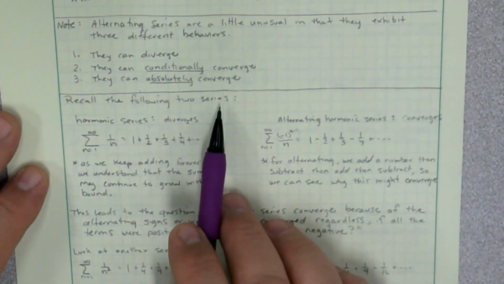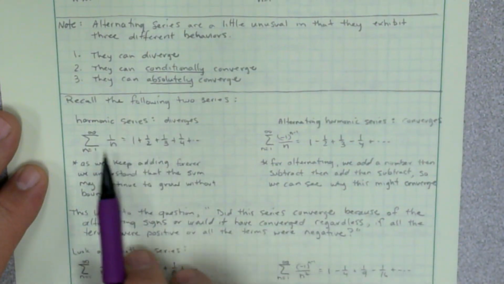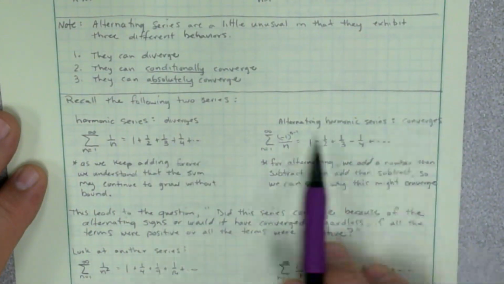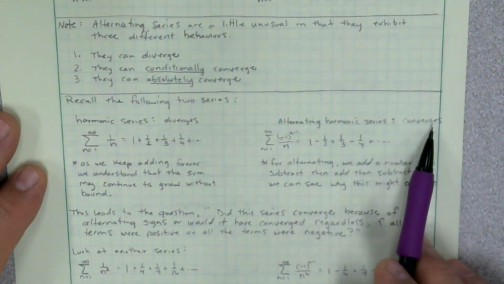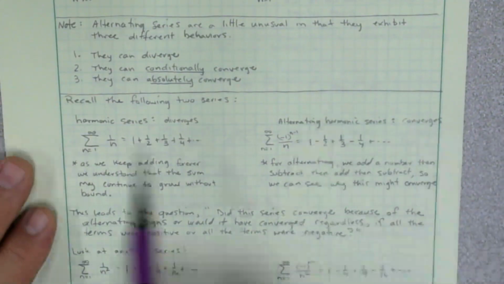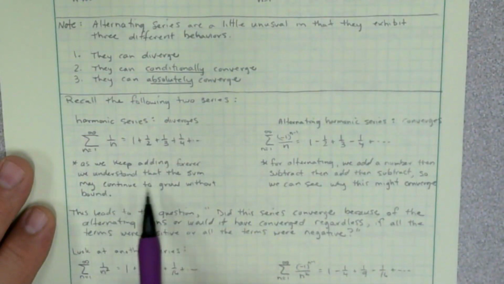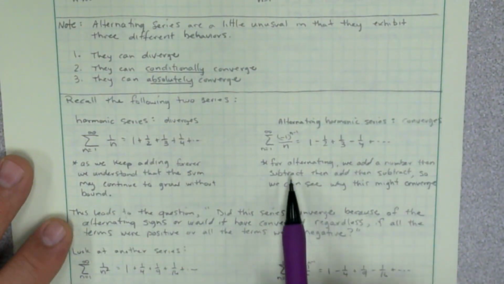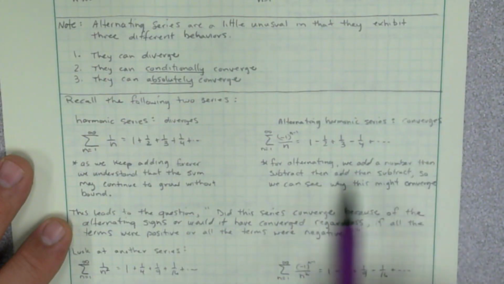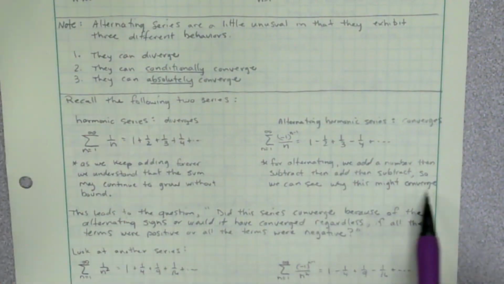So recall the following two series. We have the harmonic series, which we know diverges: 1 plus 1/2 plus a third plus a fourth and so on. And here's the alternating harmonic series, which does converge: 1 minus 1/2 plus a third minus a fourth and so on. As we keep adding forever, we understand that the sum may continue to grow without bound. For the alternating, we add a number, then subtract, and then add and subtract and so on. We can see why this might converge.